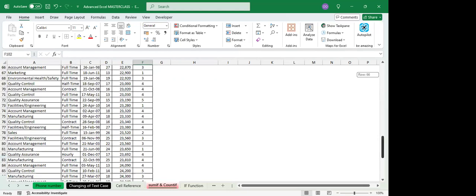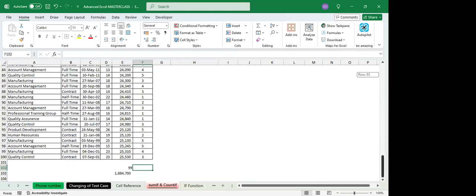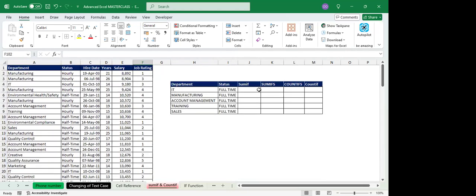So that is justified. But look at what I want to achieve now. This time around, I only want to sum the salary of the people in IT department alone. How do you achieve it?